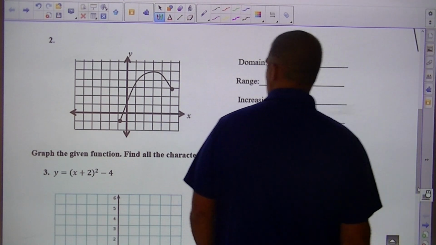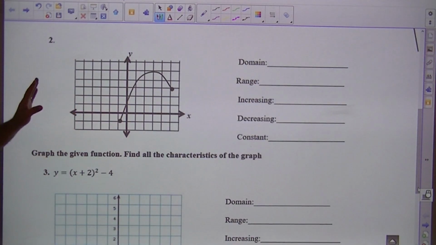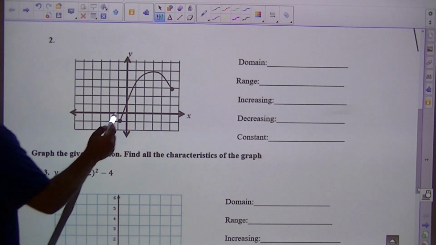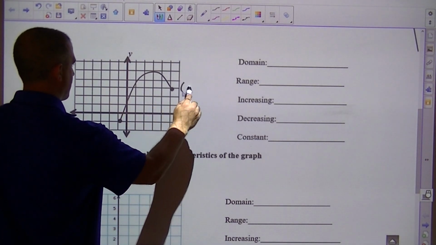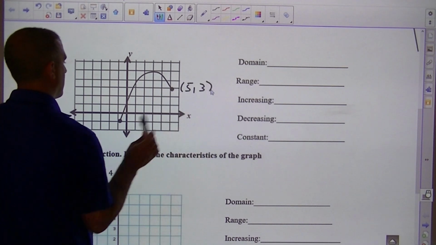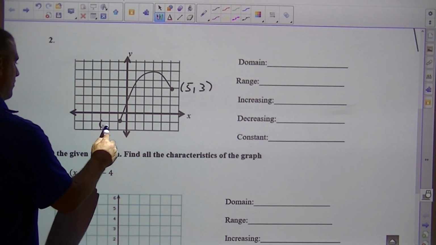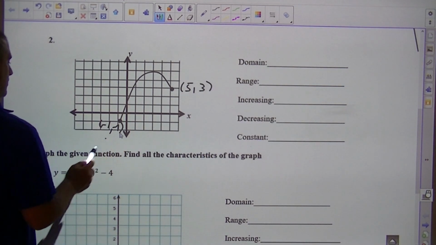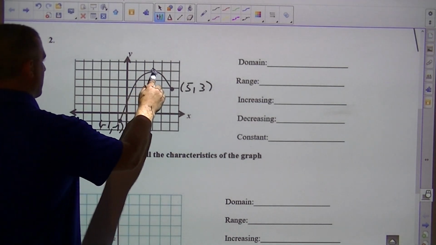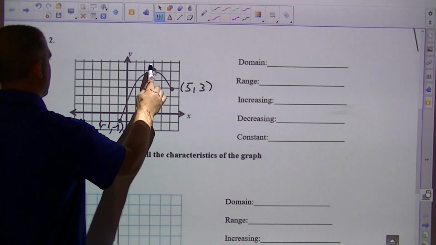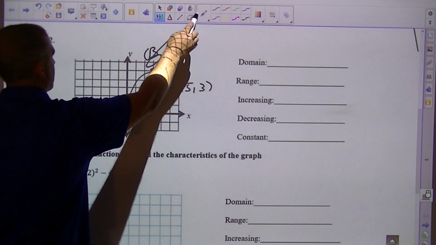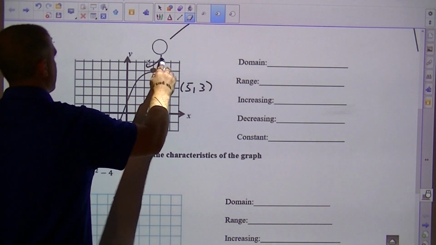Okay? Now on this one, what you're going to have to do first is label your endpoints. So that's 1, 2, 3, 4, 5, so 5, 3. Okay, this is -1, -1. Okay, and I have this one right here. I'm just going to make that there. That's 1, 2, 3, 1, 2, 3, 4, 5. It's 3, 5. It's pretty bad.